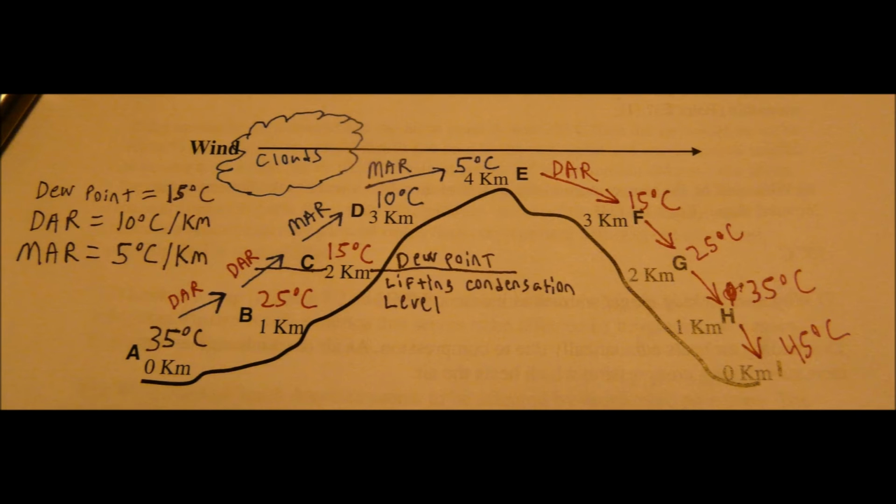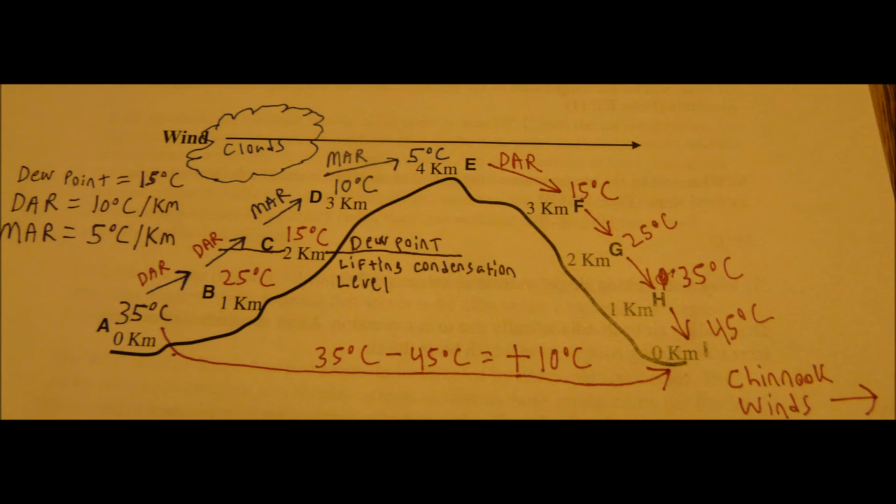As you can see, our temperature at the bottom of the mountain is all the way up to 45 degrees Celsius. That's 10 degrees warmer than the same air was at the same altitude on the other side of the mountain. This results in what we sometimes call Chinook winds, or extremely warm wind, or at least unseasonably warm winds, that flow down on the leeward side of mountain ranges.